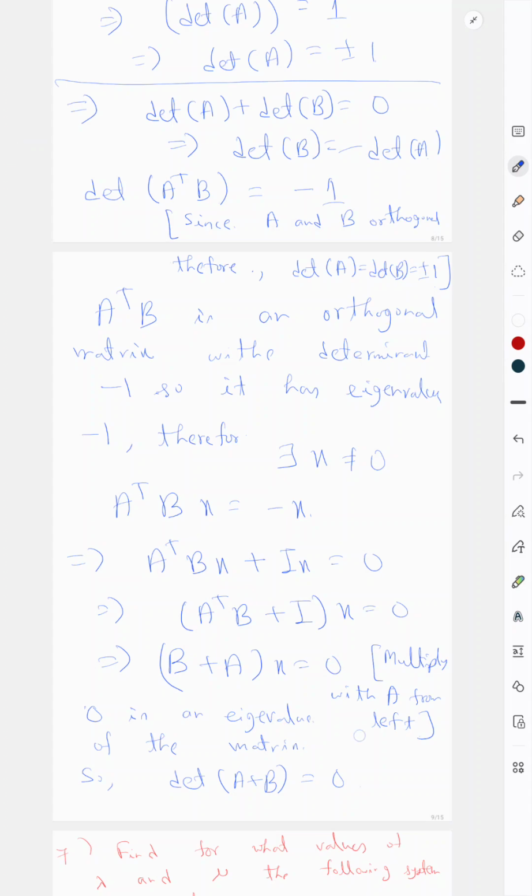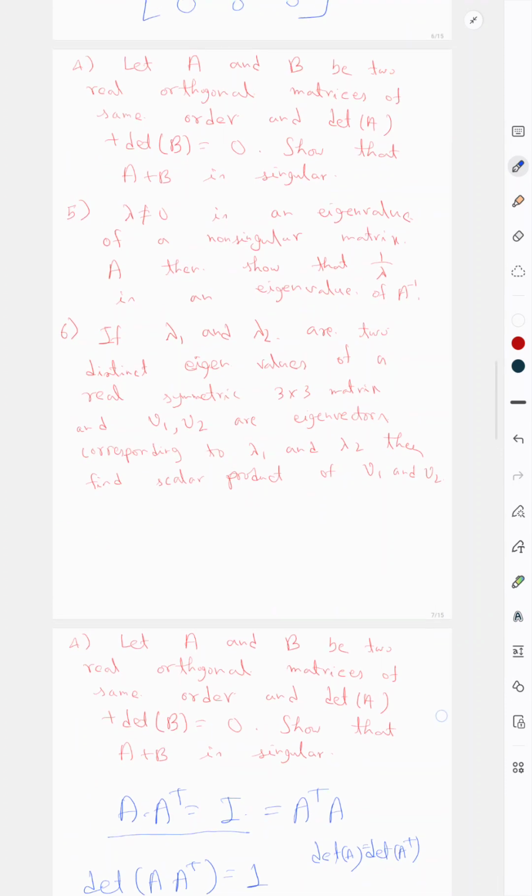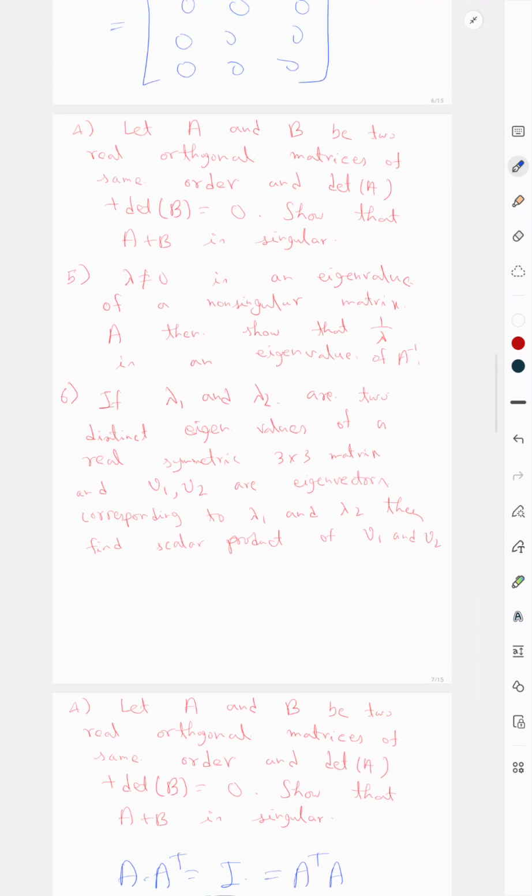Okay, so this is your fourth question, right? What is your fifth? Okay, fifth is easier. This fourth one is a little bit tricky.